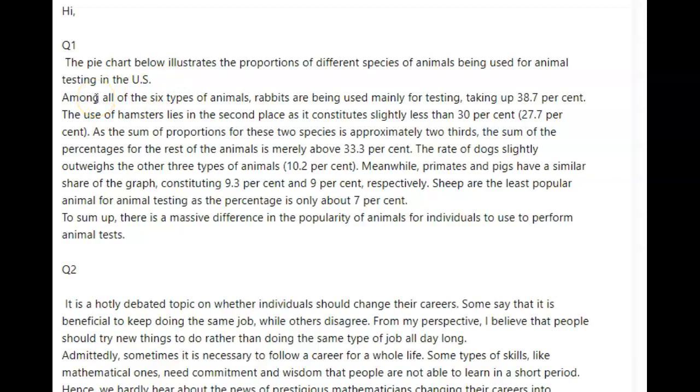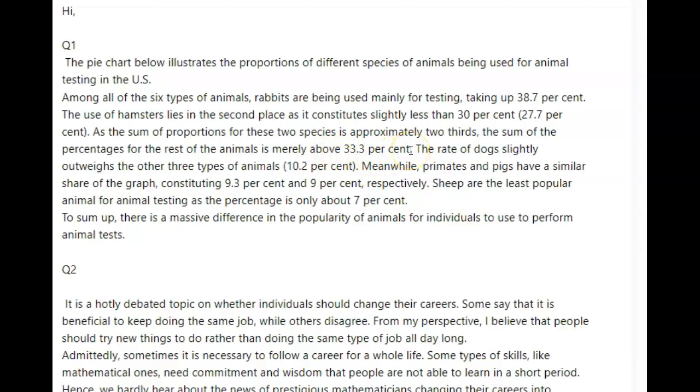Okay, so let's take a look at this. The pie chart below illustrates the proportions of different species of animals being used for animal testing in the U.S. Good. Among all of the 6 types of animals, rabbits are being used mainly for testing, taking up 38.7%. The use of hamsters lies in the second place, as it constitutes slightly less than 30%. Okay? As the sum of proportions for these two species is approximately 2/3, the sum of the percentages for the rest of the animals is merely above 33.3%.